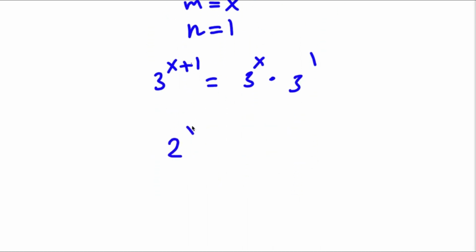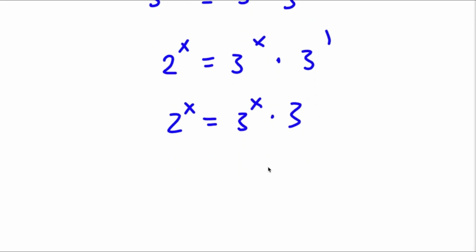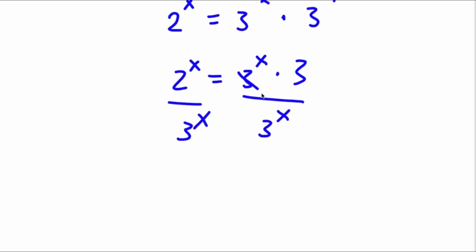So now I have 2 to the power of x is equal to 3 to the power of x times 3 to the power of 1. Now 3 to the power of 1 is the same thing as simply 3. So now I have 2 to the power of x is equal to 3 to the power of x times 3. And now I can divide both sides by 3 to the power of x. So then these two cancel out, and I will be left with 2 to the power of x over 3 to the power of x is equal to 3.